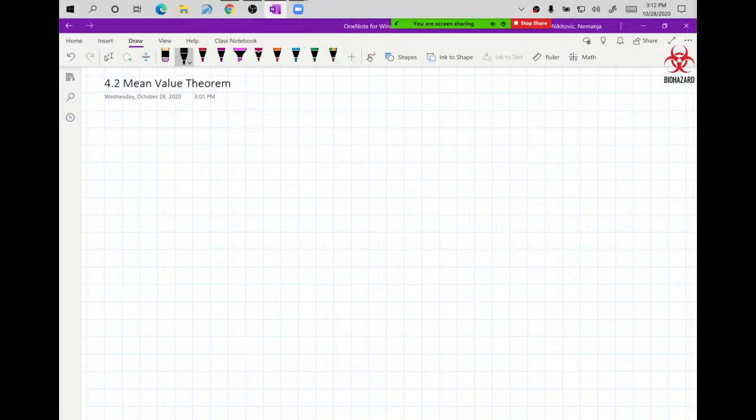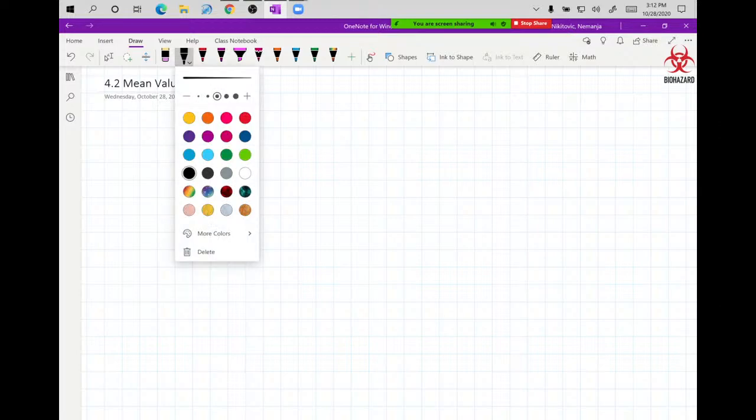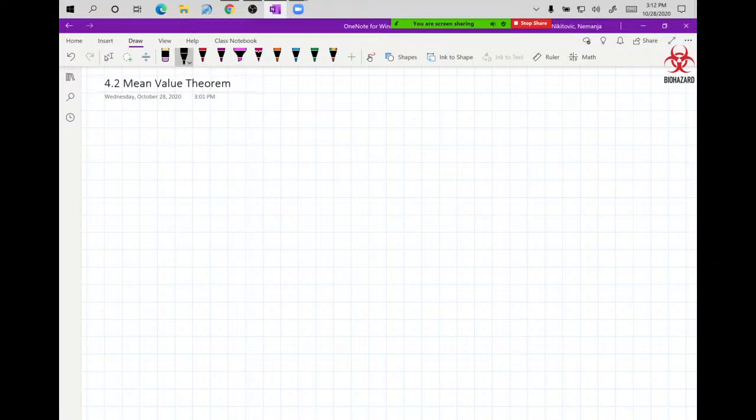Hello and welcome back to Calculus 1. This is section 4.2 on the mean value theorem. This is a very interesting section where we learn a concept which connects the world of average with the world of instantaneous. So to start things off, the average was the slope of the secant line, right?